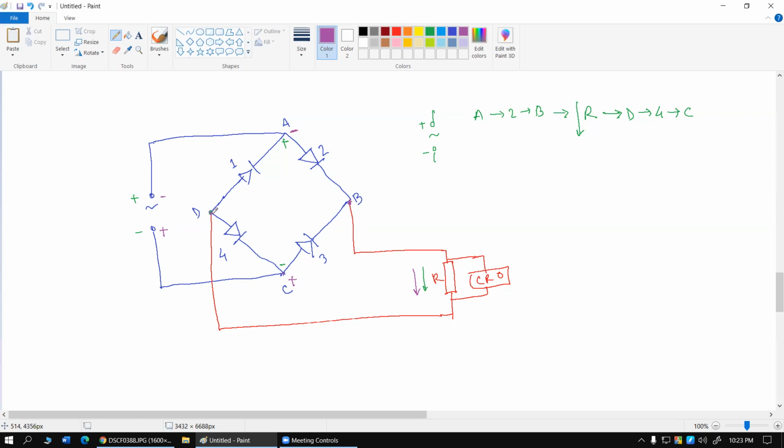And then for the purple sign, now C is the high voltage point and A is the low voltage point. So when the current reaches up over here, it will not go back to the high voltage side, rather it will naturally go to the low voltage side. So it will go to A and go back to the negative end.